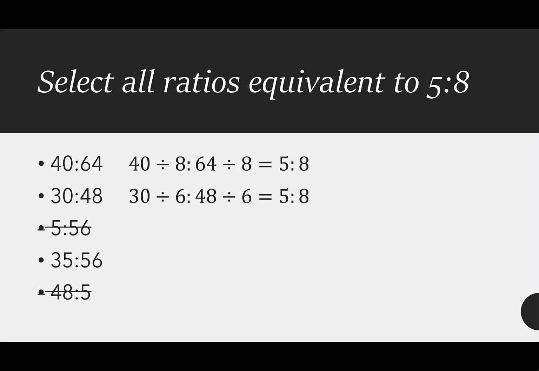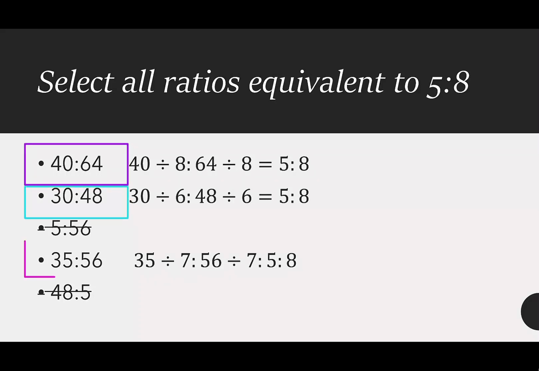35 and 56 have a common factor of 7. I'll find 35 divided by 7 and compare it to 56 divided by 7. This gives me a ratio of 5 to 8. This tells me 40 to 64, 30 to 48, and 35 to 56 are all equivalent to our original ratio of 5 to 8.